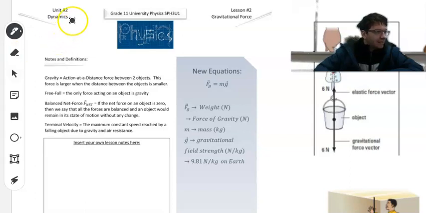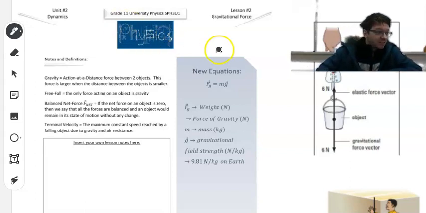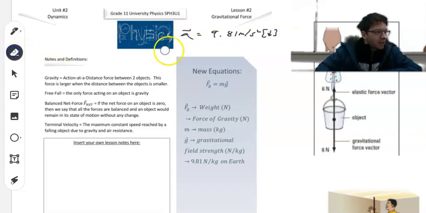Alright, so today's lesson is Unit 2, in dynamics still, and we're going to learn about gravitational force today. We have talked about before the gravitational acceleration, or acceleration due to gravity, which we labeled, if you remember, to be 9.81 meters per second squared down. Okay. Now, today we're going to talk about the force of gravity.